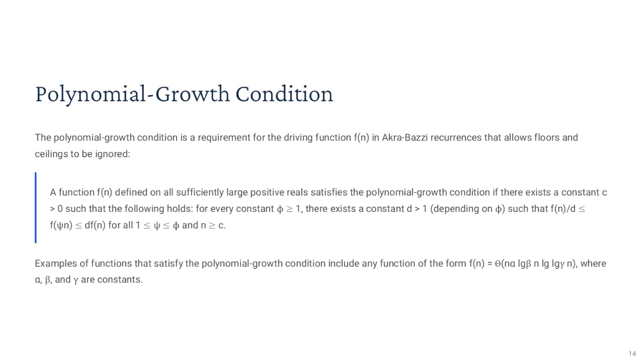The polynomial growth condition is an important requirement in the Akra-Bazzi method, allowing us to ignore floor and ceiling functions in recurrences. A function f(n) satisfies the polynomial growth condition if there exists a constant c such that, for every value ψ between 1 and φ, the inequality f(n)/d ≤ f(ψn) ≤ d f(n) holds for sufficiently large n. Functions like Θ(n^α log^β n log log^γ n) meet this condition. This ensures that the Akra-Bazzi method remains valid for a wide range of recurrences, simplifying the analysis without altering the asymptotic results.